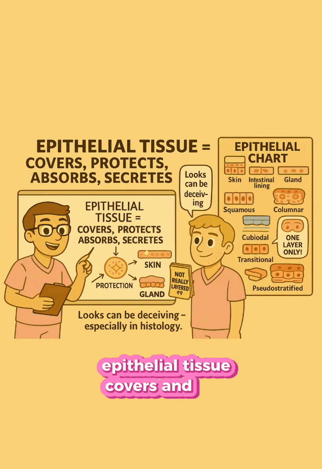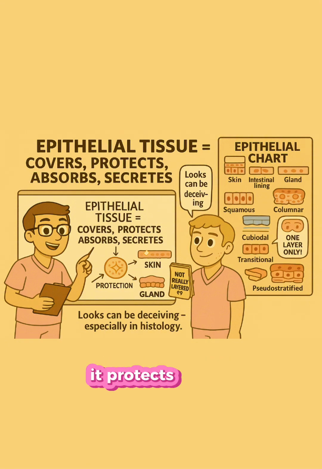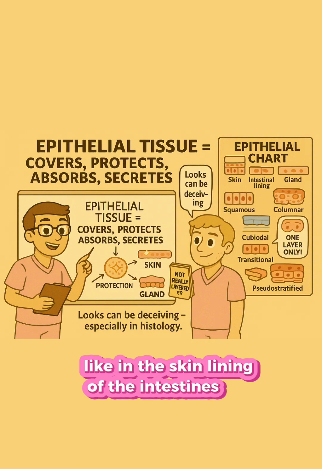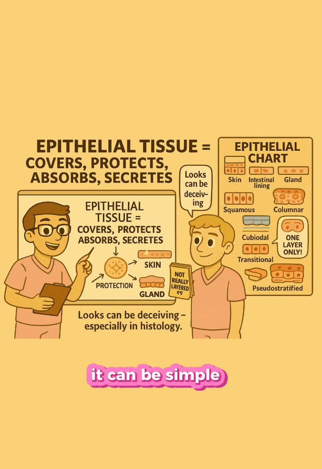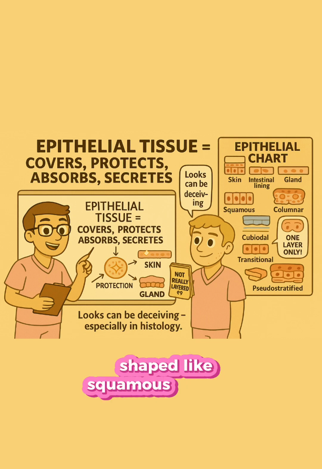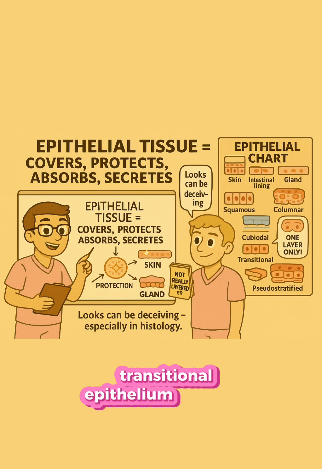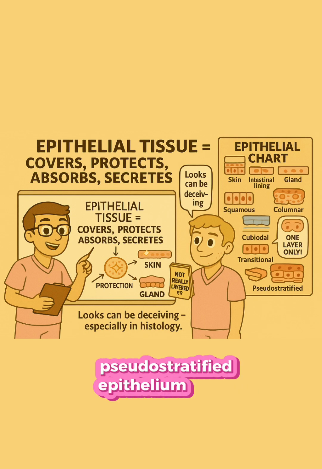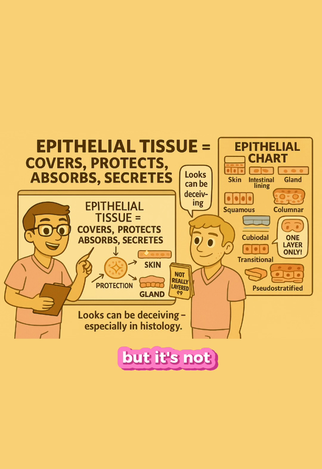Epithelial tissue covers and lines surfaces. It protects, absorbs, and secretes, like in the skin, lining of the intestines, and glandular tissue. It can be simple or stratified, shaped like squamous, cuboidal, or columnar. Transitional epithelium stretches. Pseudo-stratified epithelium looks layered, but it's not.